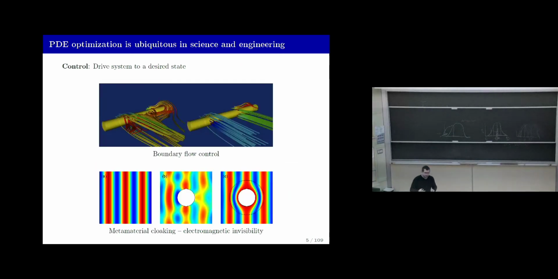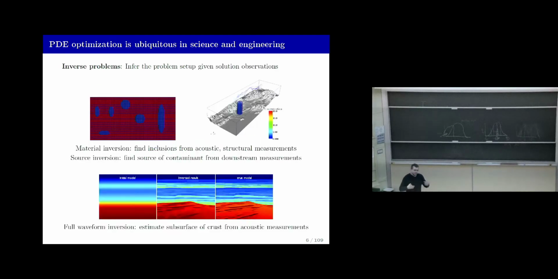You can also think about applications in control. You want to drive a system towards some desired state. You might have flow coming over some sort of pipe here. You'd like to delay the onset of turbulence, so you can add some controllers onto the boundary. You inject and suck fluid out at specific locations, and you can potentially delay the onset of turbulence. You can also look at more sophisticated applications like cloaking. You can also pose inverse problems as optimization problems. So these are just a bunch of examples showing that optimization problems really do come up everywhere.